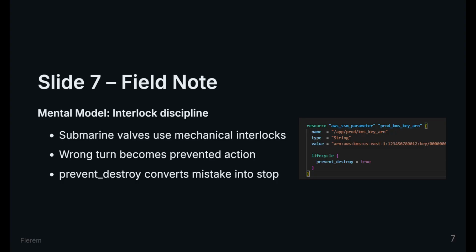On a submarine, critical valves have mechanical interlocks because a single wrong turn can flood a compartment. Prevent destroy is that interlock because it converts a high consequence mistake into a stopped operation.